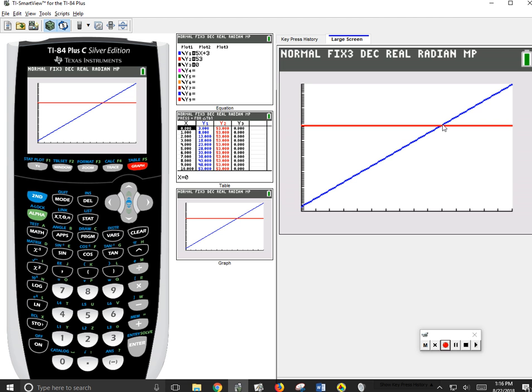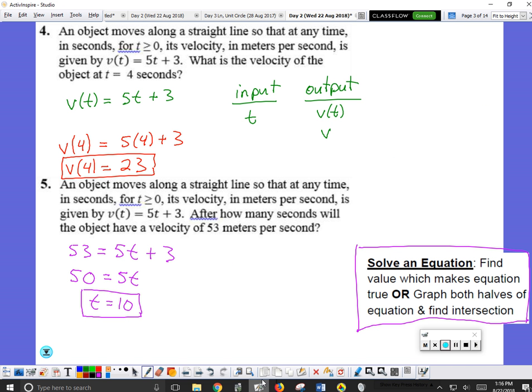Perfect. So that's crucial. I have a set of notes that I give you before you get ready for the AP test. This is on that set of notes because it comes up enough that you want to make sure you don't get stuck here.